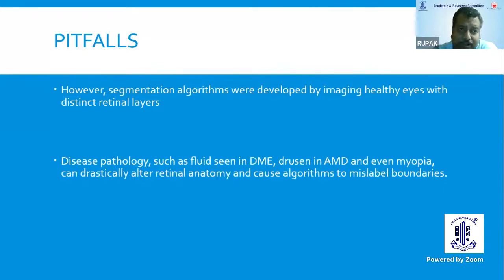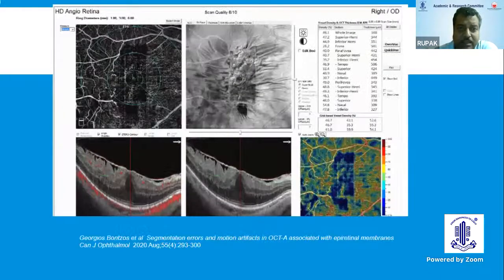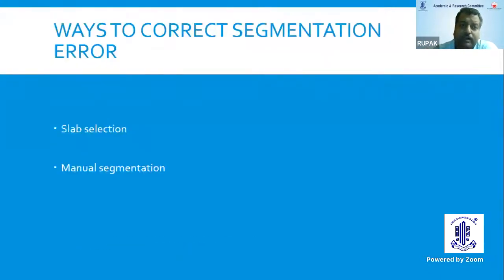But there are pitfalls. Our segmentation algorithms were developed by imaging healthy eyes with distinct retinal layers. Disease pathologies such as fluid seen in DME, drusen in AMD, and even myopia can drastically alter retinal anatomy and cause segmentation errors. So what are the sources of segmentation errors? They are epiretinal membrane, macular edema, ischemic retina, where you have altered reflectivity and RPE elevation. So what are the ways to correct segmentation error? This could be slab selection or manual segmentation.